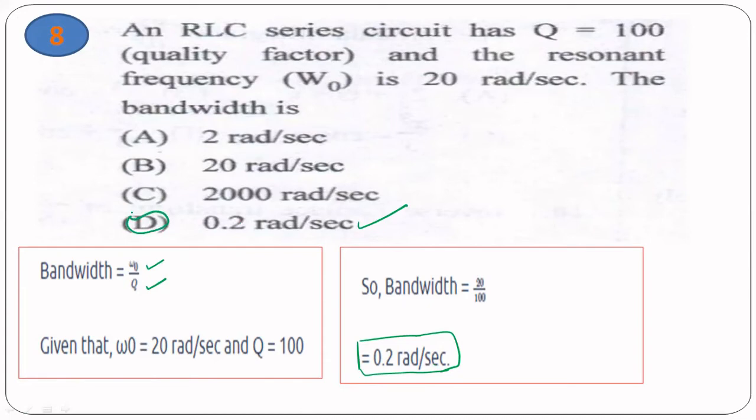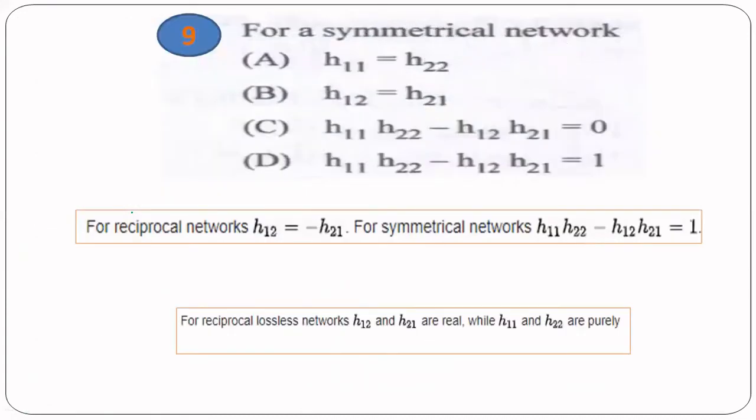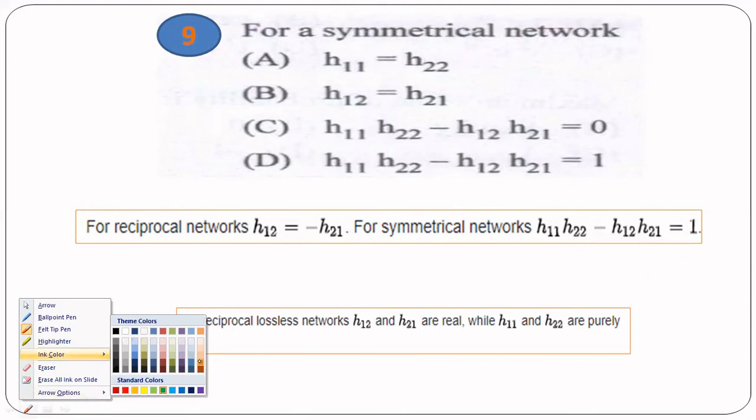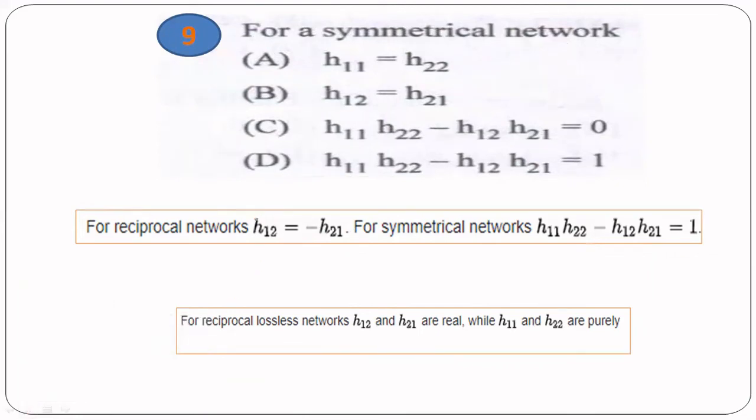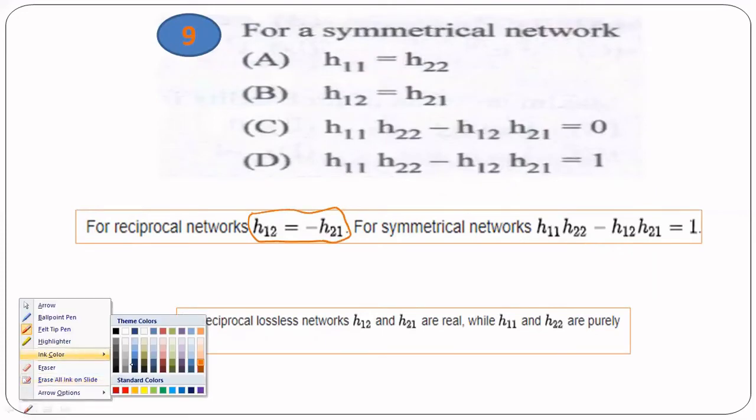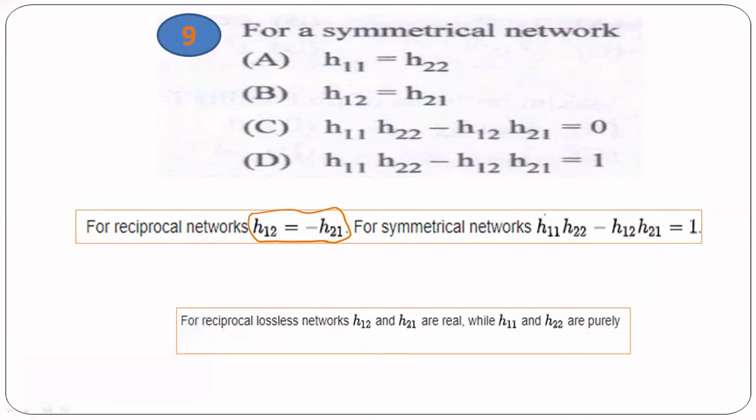Let us look into the next question, friends. For a symmetrical network, this is with respect to two-port networks. Even though it is given only for symmetrical, try to understand that if it is a reciprocal network, then H12 equals minus H21. Whereas if the network is symmetrical, then the behavior of the circuit will be H11 H22 minus H12 H21 equal to 1.